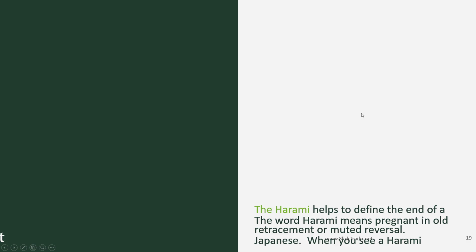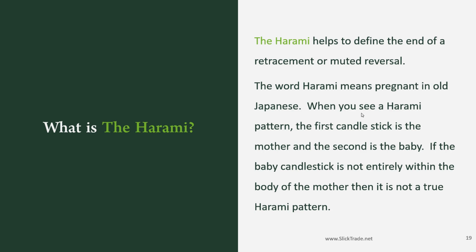So let's get started. What is the Harami? The Harami helps to define the end of a retracement or muted reversal. The word Harami means pregnant in Old Japanese. When you see a Harami pattern, the first candlestick is the mother and the second is the baby or child. If the candlestick is not entirely within the body of the mother, it is not a true Harami pattern.